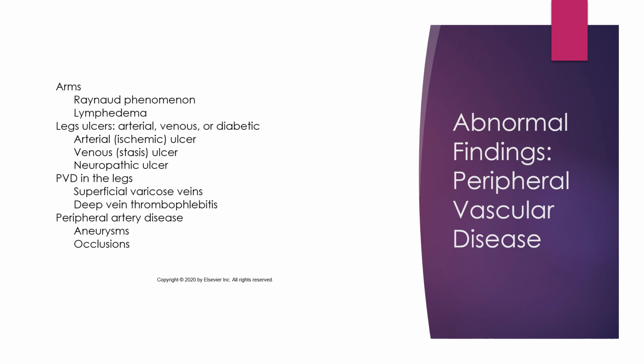And then we have peripheral artery disease. Basically two definitions that you'll want to know. Aneurysms. An aneurysm is a sac formed by dilation in the artery wall. Remember, atherosclerosis weakens the middle layer of the vessel wall. The most common site is the aorta, and the most common cause is atherosclerosis.